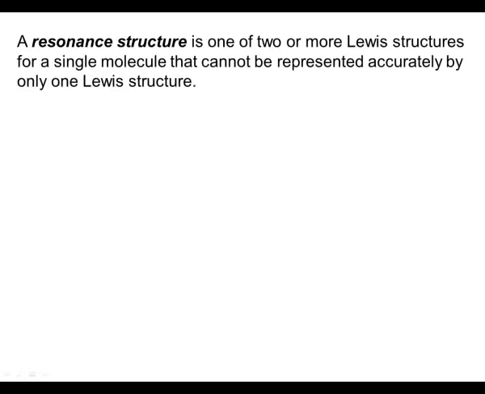A resonance structure is one of two or more Lewis structures for a single molecule that cannot be represented accurately by only one Lewis structure. This is ozone. Notice that a double bond is used to complete the octet. In the first case, the double bond is between the first and second oxygen. In the other case, to the right, it's between the second and third. These are resonance structures. Both are accurate.